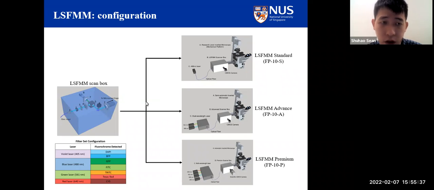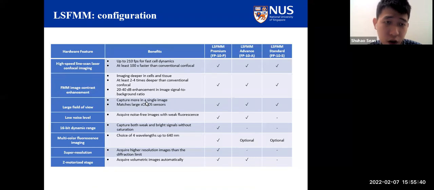And here are the parameters of our product configurations. The highest frame rate we can achieve for the system is 210 frames per second, to observe fast cell dynamics. And we can image very deep in cells and tissues, at least 2 to 4 times deeper than the conventional confocal microscope. And because we use a CMOS sensor, we can capture a very large field of view.